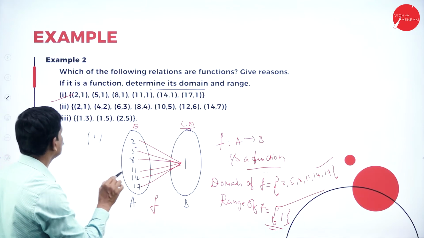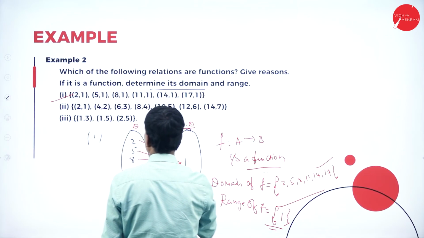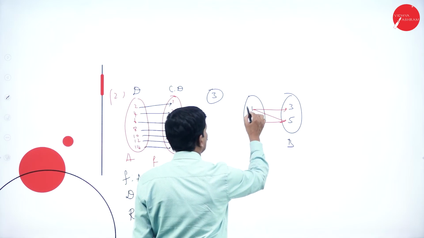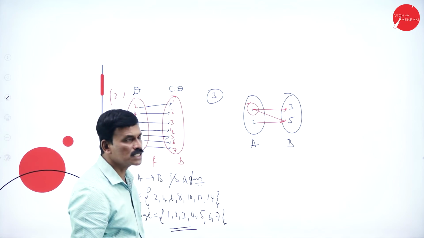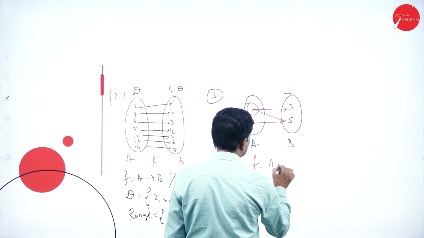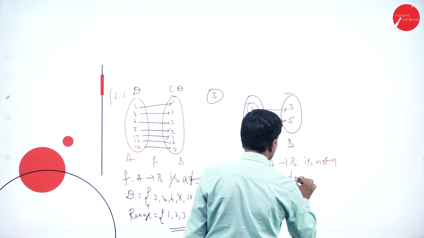1 to 3, 1 to 5, again 2 to 5. See here, the element 1 of A has been used 2 times, with 2 associations, that is 3 and 5. So therefore f from A to B is not a function.